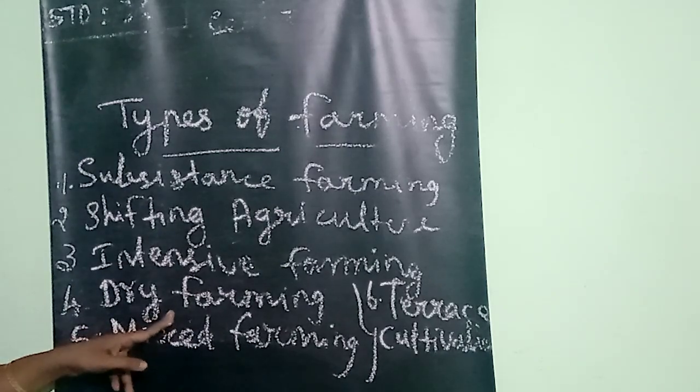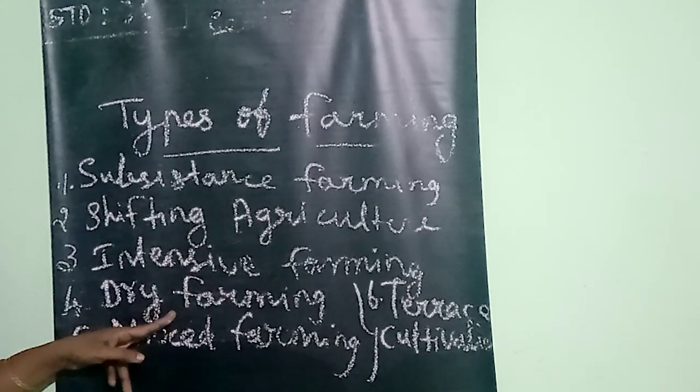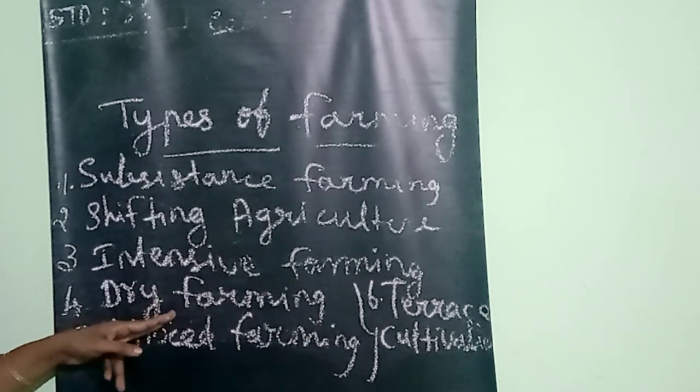Then the next one is dry farming. This type of farming is mostly practiced in arid regions, some of the drier parts, for example western Rajasthan, the Thar desert, some drier parts of Gujarat, and some drier parts of Punjab. Per year only one crop is cultivated.